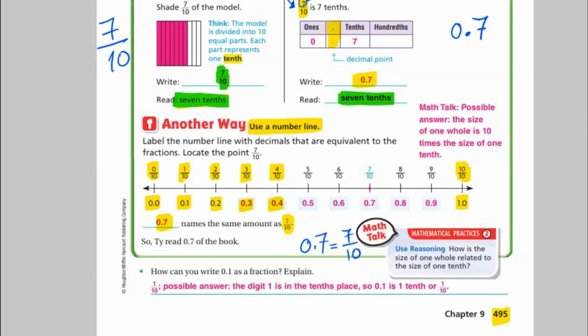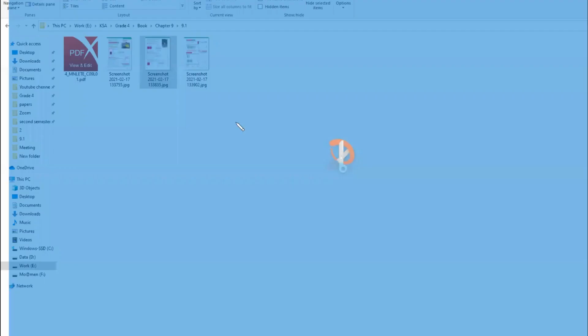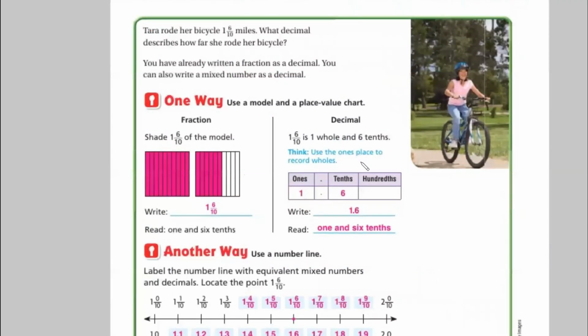Okay, everyone, let's move to the next page. Okay, I need someone to read this for me. I think Abdul Mohsin can read.